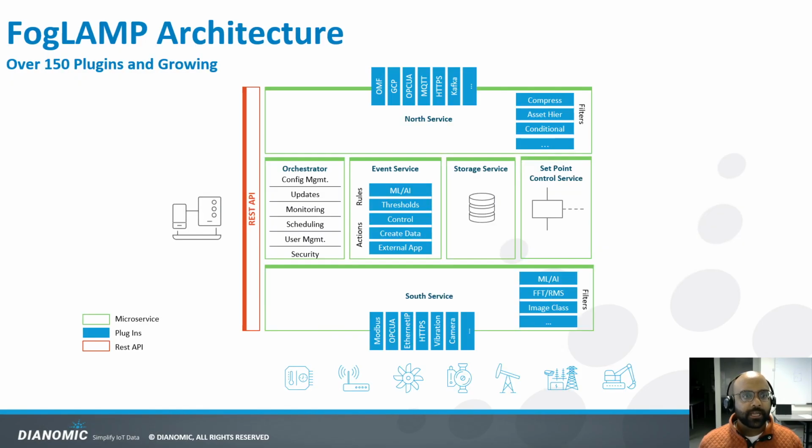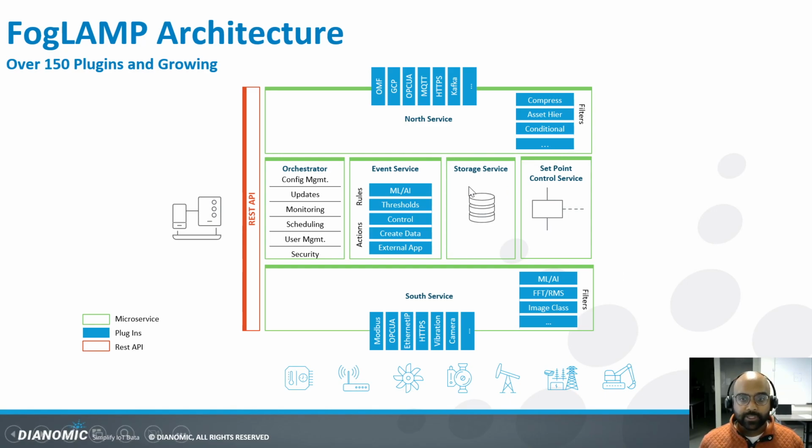So here's the FogLAMP architecture. FogLAMP has a plugin-based architecture. There are over 150 plugins that you can use to construct the exact data flows that you want at the edge. FogLAMP South plugins are used to connect and collect data from your various data sources. Some of the South plugins that we support already are Modbus, OPC UA, and Ethernet IP. There are also other South plugins that connect directly to sensors.